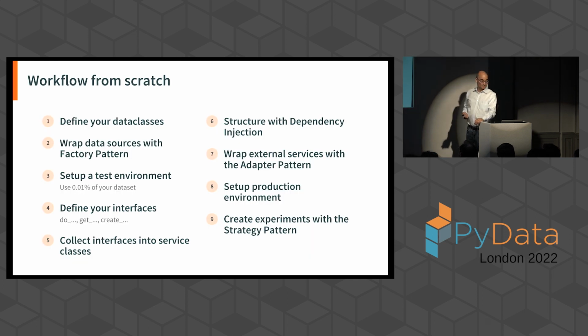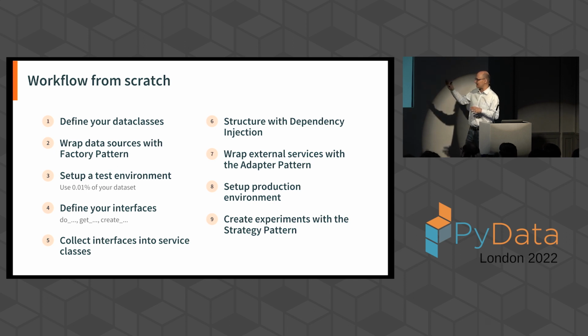So how does a general workflow look when you start from scratch? Usually, you define your data classes based on the specification. This usually comes out when you are talking to subject matter experts about what kind of problems your machine learning product needs to solve. And then you wrap your data sources with the factories that are creating these data classes. And you only deal with these data classes in the rest of your machine learning product.